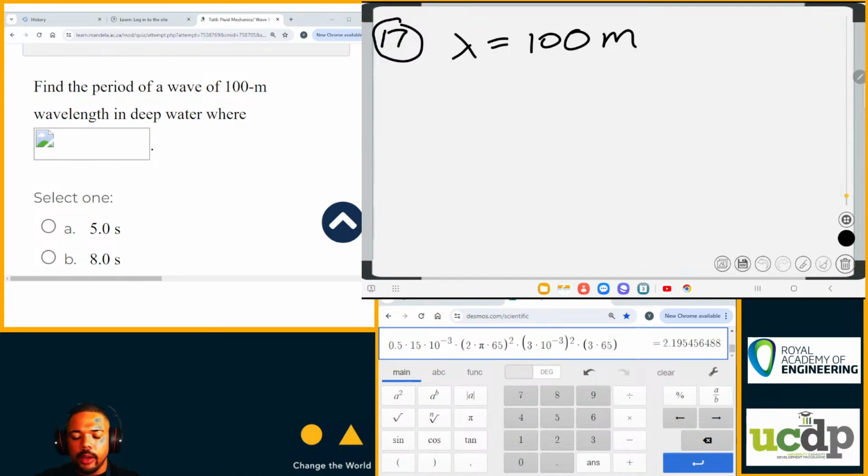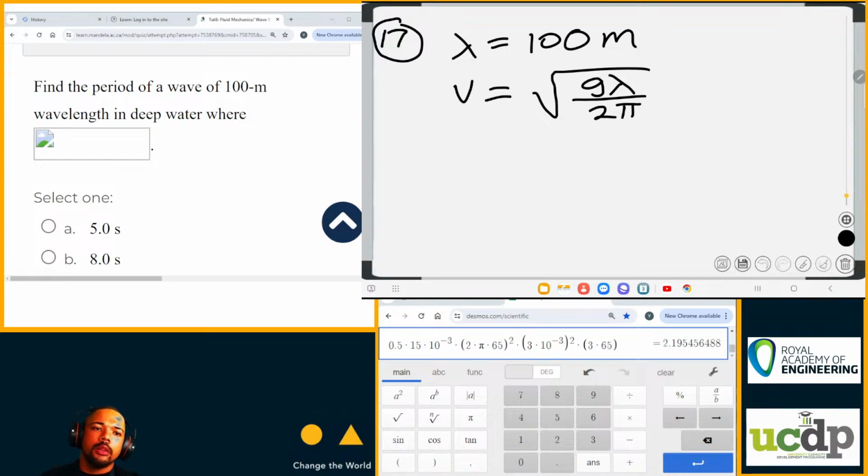Now this where is not in there, but actually it's supposed to be where v, the speed, is equal to the square root of g, the gravitational constant, times the wavelength over 2 pi. This is not written there. Okay, so they ask us to find the period of a wave of 100 meters wavelength. So this wave has a wavelength of 100 meters, and they want us to find the period.